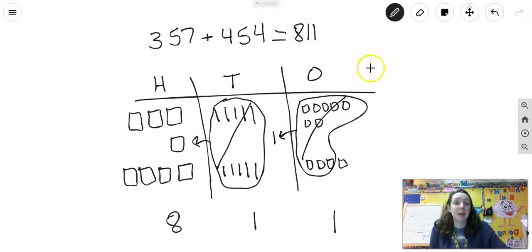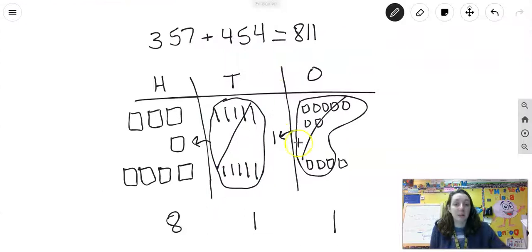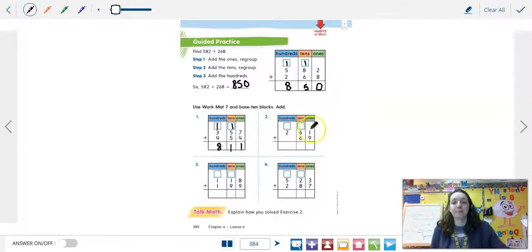So let's see what that looks like now with our algorithm. So we had 7 plus 4 is 11. So we have that group of 10 and that 1 left over. 1 plus 5 is 6, plus 5 is 11. Again, have that group of 10 and that 1 left over. 1 plus 3 is 4, plus 4 is 8. So we did get that 811. So you're doing the exact same thing that we did in this picture. You don't have all this extra visual of it. You just carry that 1, and that's showing that you've carried it over like that.